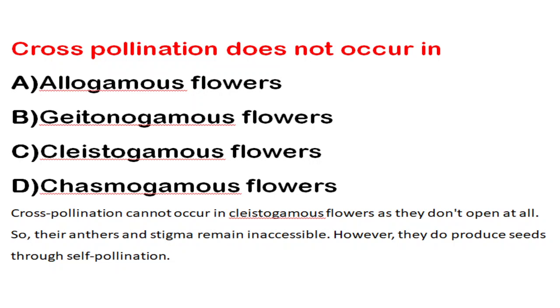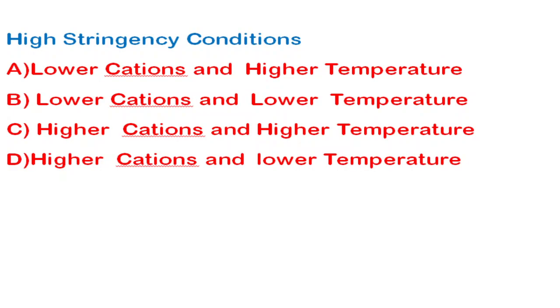But anyhow they will be producing seeds because they will be having the self-pollination mechanism. So cross-pollination doesn't occur in this particular Callistogamous flower because they are considered as a closed flower. They don't open. That's why the anthers and stigma will remain inaccessible at the time of cross-pollination.